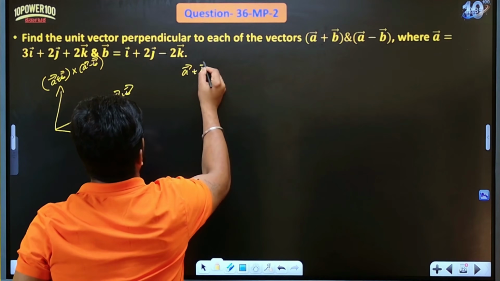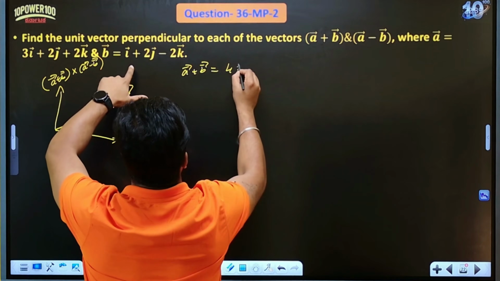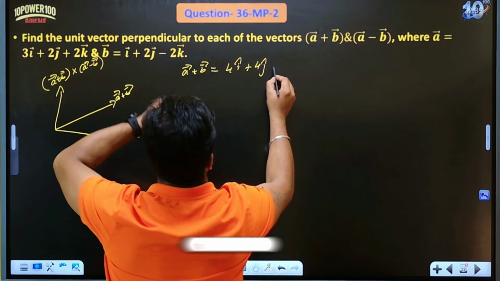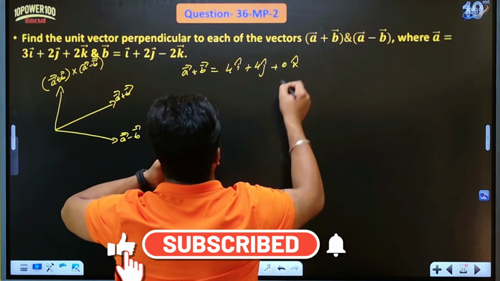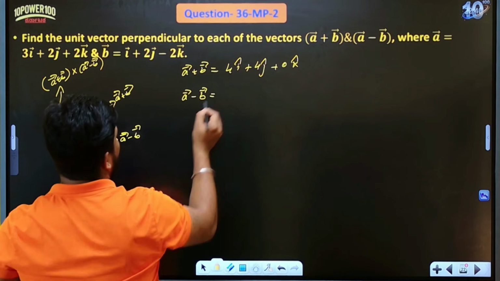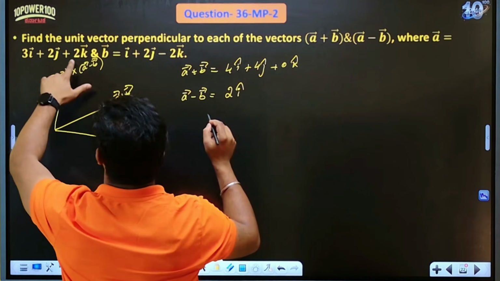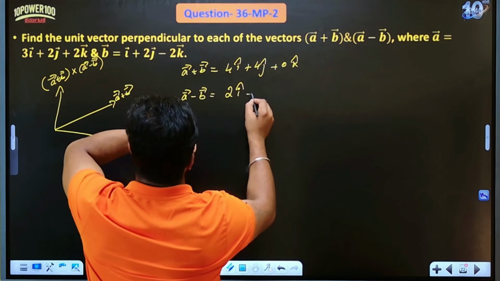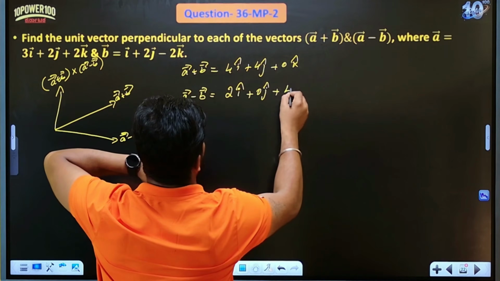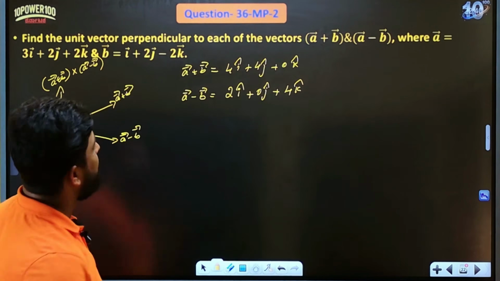A plus vector B is equal to, where A is, 3 plus 1 is 4 I cap, 2 plus 2 is 4 j cap, next 2 minus 2 plus 0 k cap. So this is A plus B. Next A minus B. A minus B means 3 minus 2. So 3 minus 2 is 2 I cap. Next 2 minus 2. So 2 minus 2 is 0 j cap. Next 2 minus of minus 2 plus 4 k cap. Right? Yeah. So 2 minus of minus 2, yeah, it's 4 k cap. Okay. So this is A plus B and A minus B.